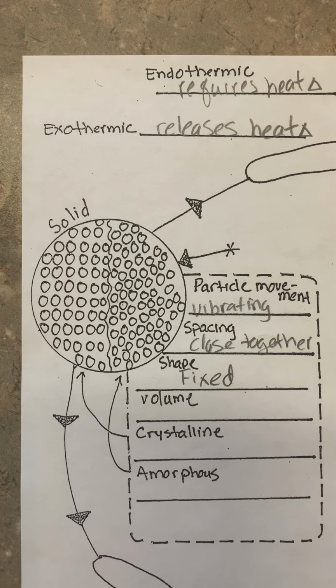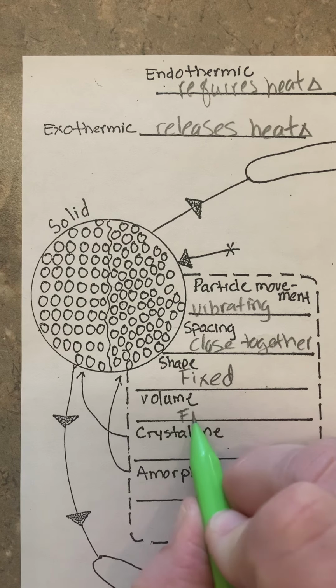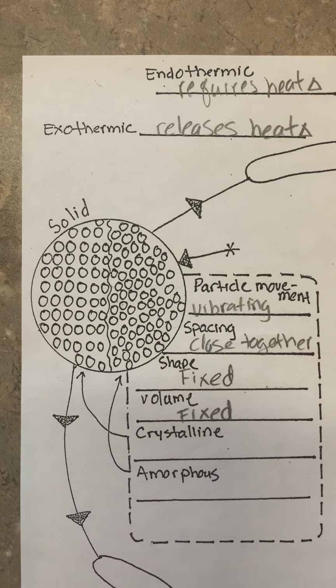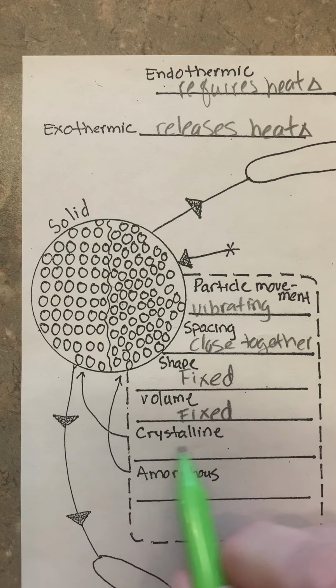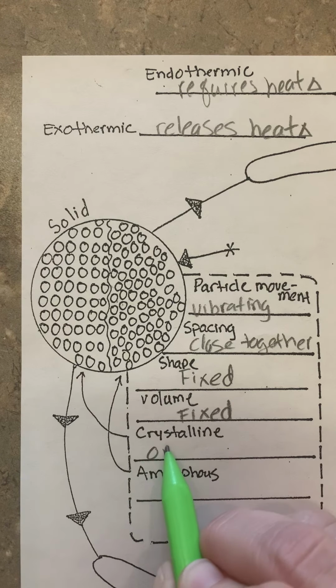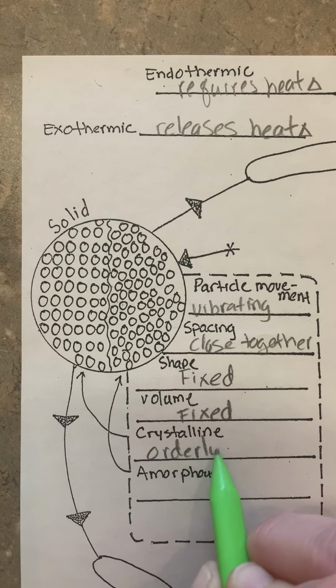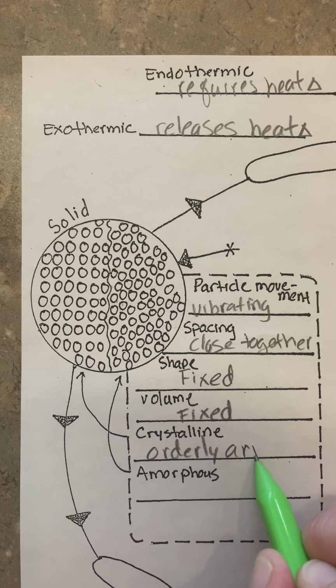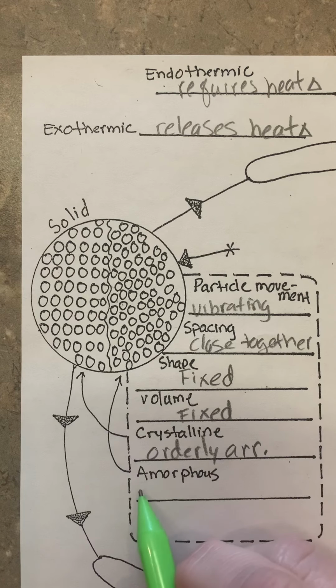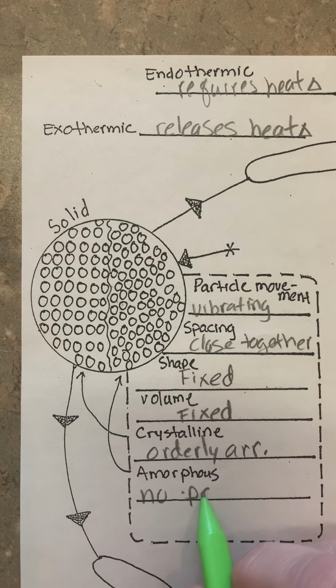Doesn't matter what container I put them in, the shape will be fixed. It'll stay the same. Volume is also fixed. Just moving it from one container to another does not change how much space it takes up. And then crystalline, this is where the particles are in an orderly arrangement. And amorphous, there is no pattern. It's not orderly. So that's what I was looking for there.